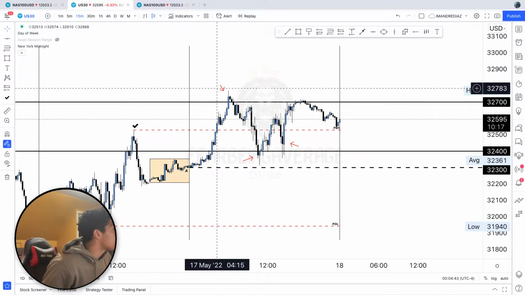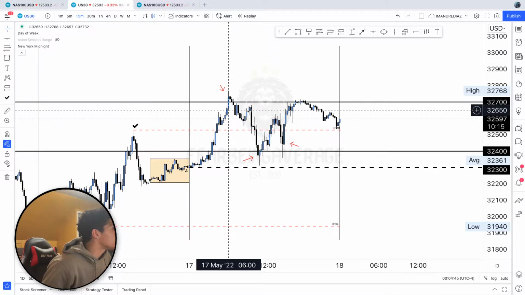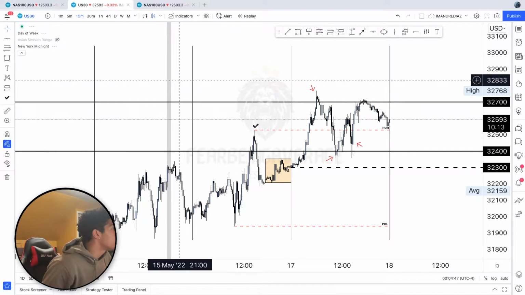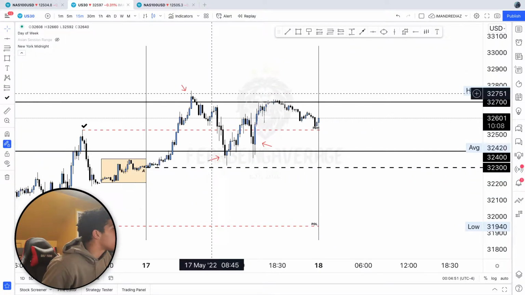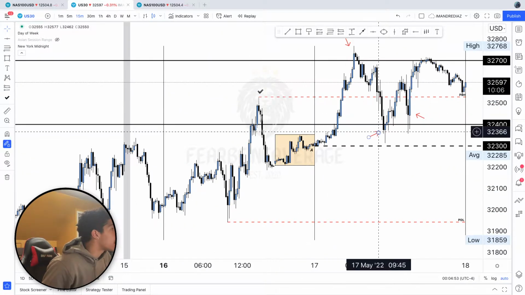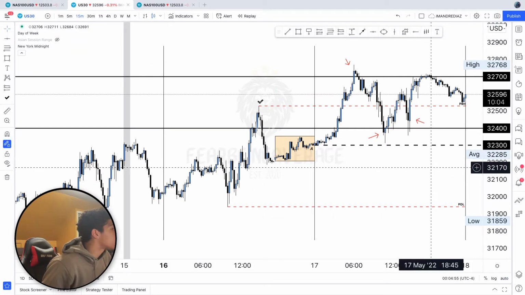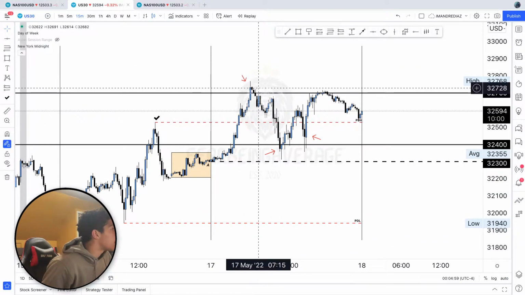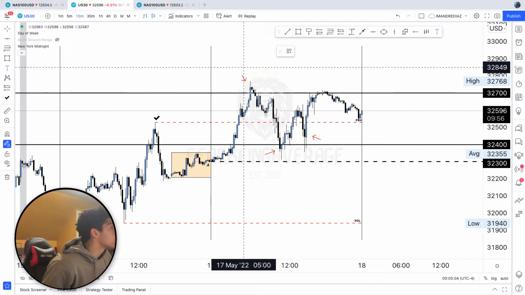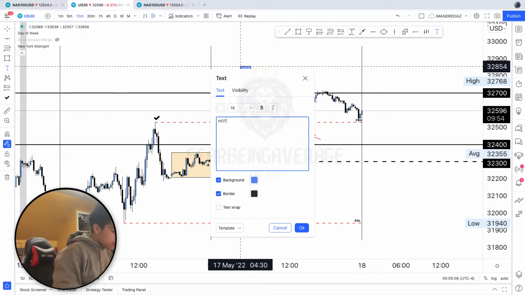So up at this high, we have the high of the day after price traded into the 32,700 big figure level. If you also look over to the left, we did have these other highs, but we didn't tap into any higher time frame order blocks that I remember, because I did trade US30 today. So up here, we got the high of the day. We're gonna start annotating. We got the high of the day at 6 a.m.